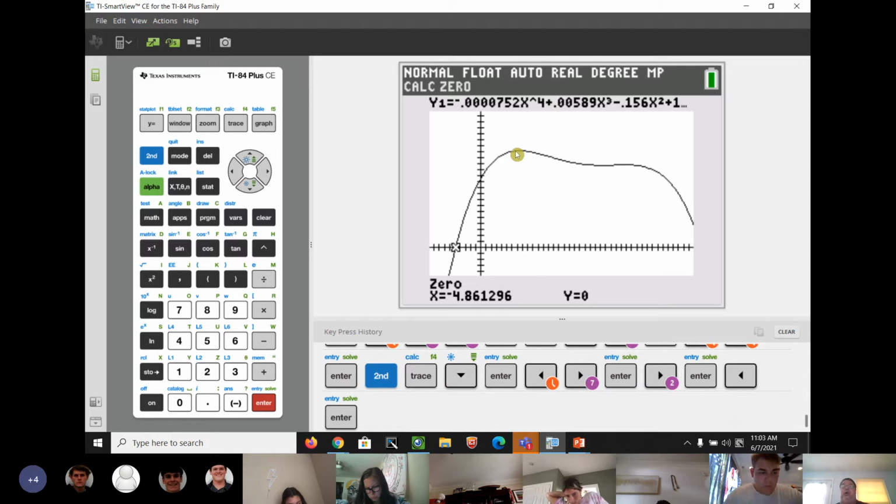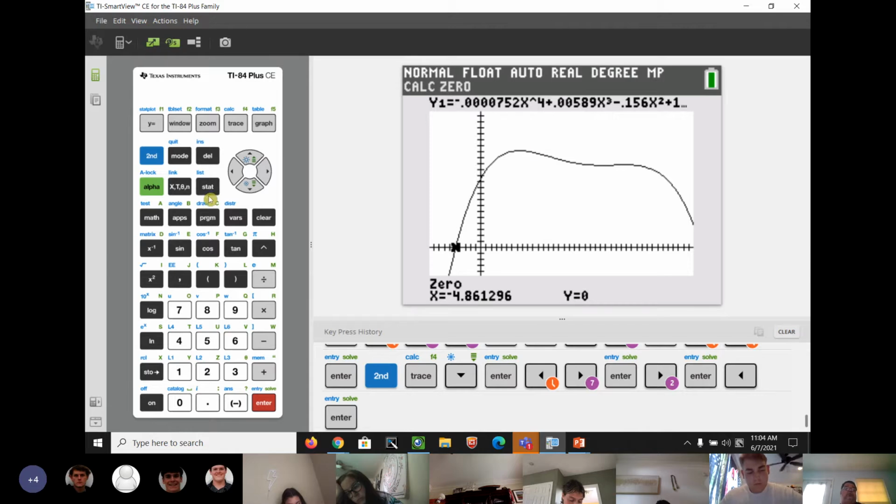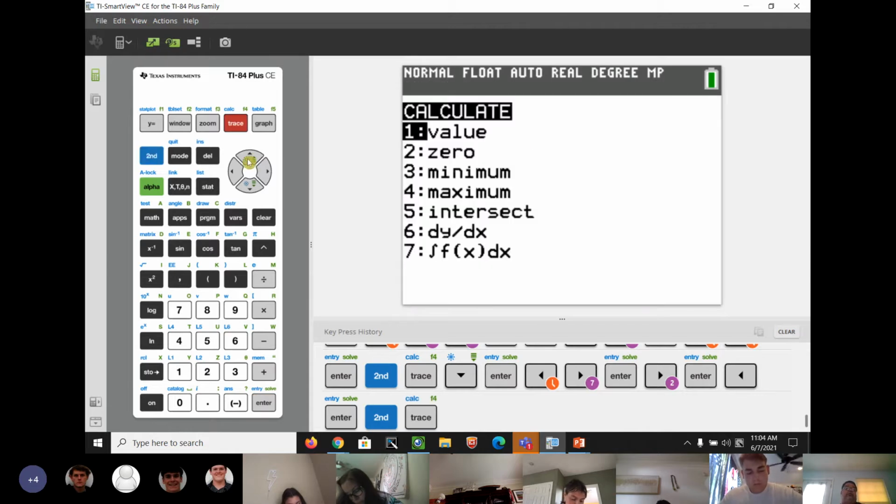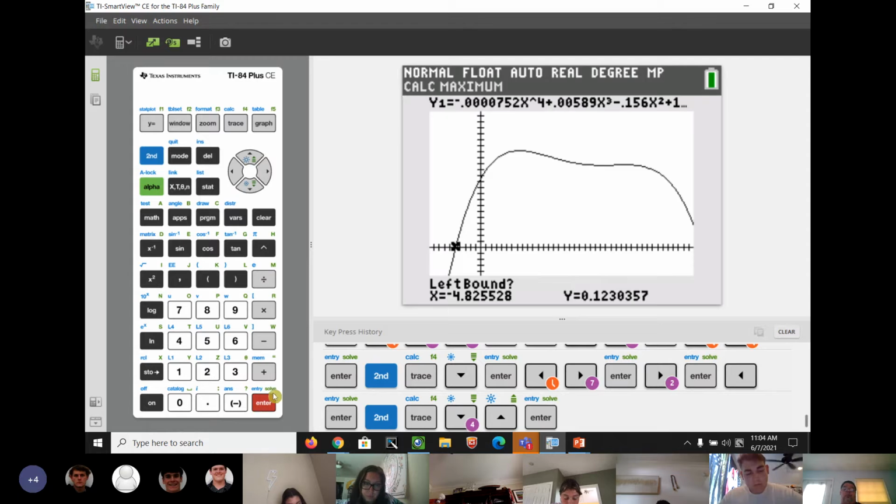Now, what's this one called? This one's called the max. What's this one called? Local max. If there is one, we'll have to see if there is one right here because this is the min. Oh, let's see. We might have a min right in here. It might be just one place. So let's go ahead and find that out. Second, trace the max. And I'm going to put the left right there. And the right. Right here.